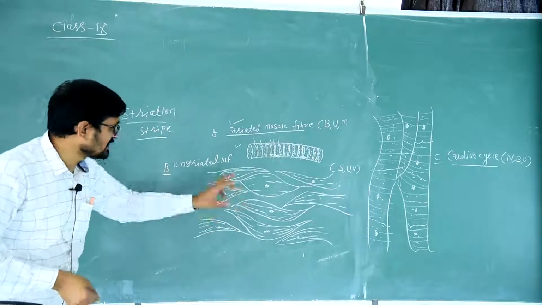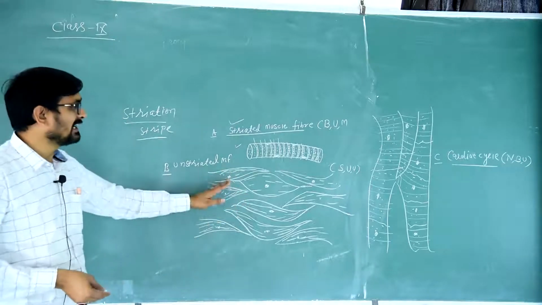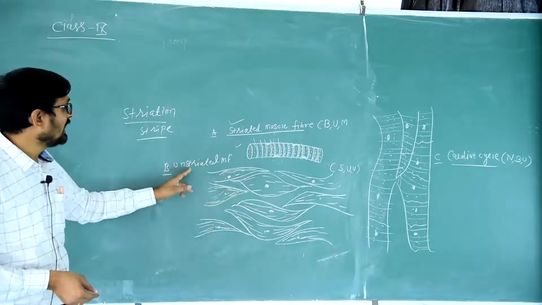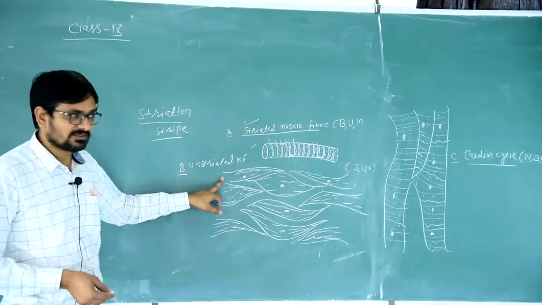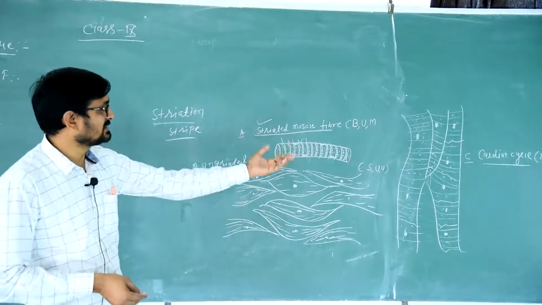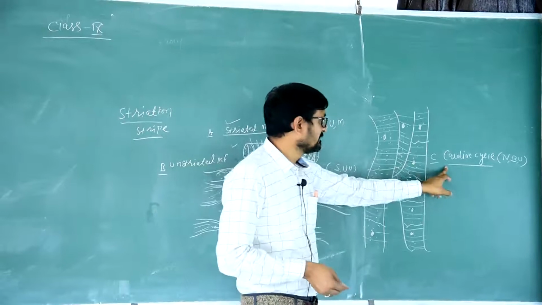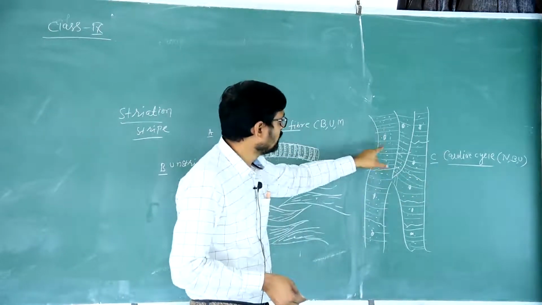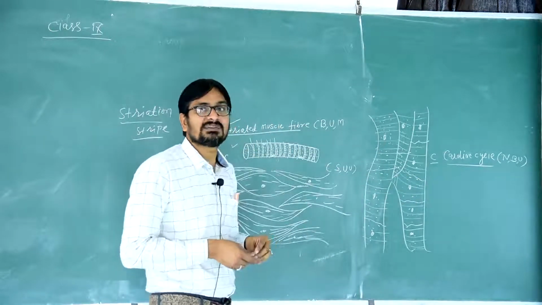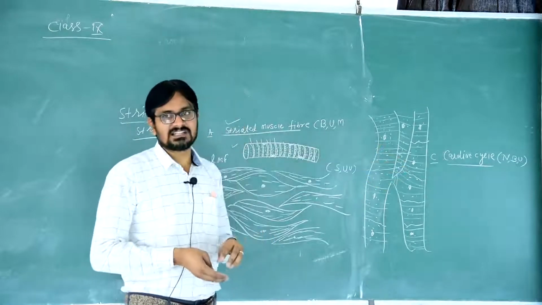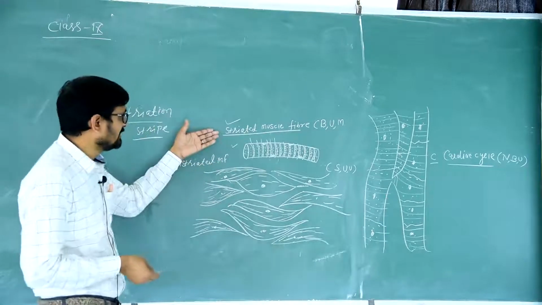But this is unstriated muscle fiber. No alternate dark band or light band is present. That's why it is called unstriated muscle fiber. Clear? But when we see the third diagram, that is cardiac muscle. In cardiac muscle, there are also alternate light and dark bands or stripes present. That's why it is also called striated. So this is striated muscle fiber.